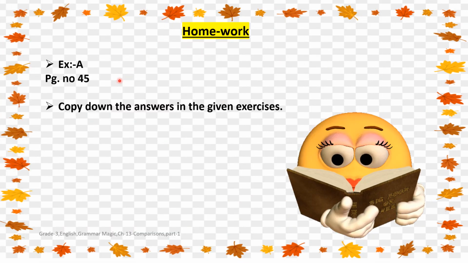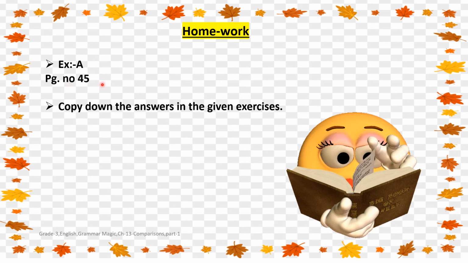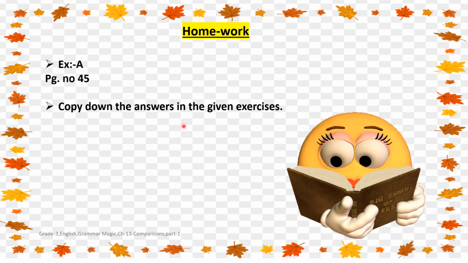So children, what is the homework? Exercise number A, page number 45. Complete the incomplete exercise and copy down the answers in the given exercises.